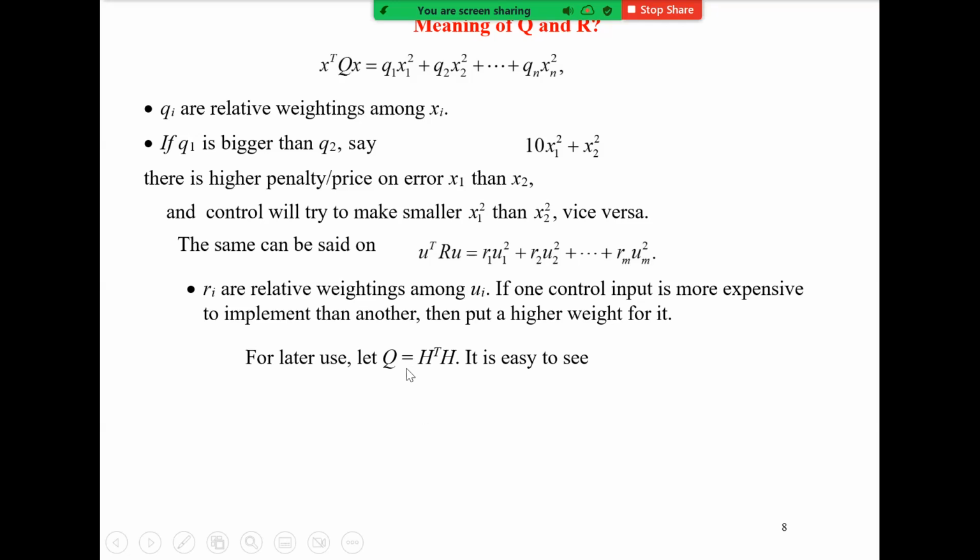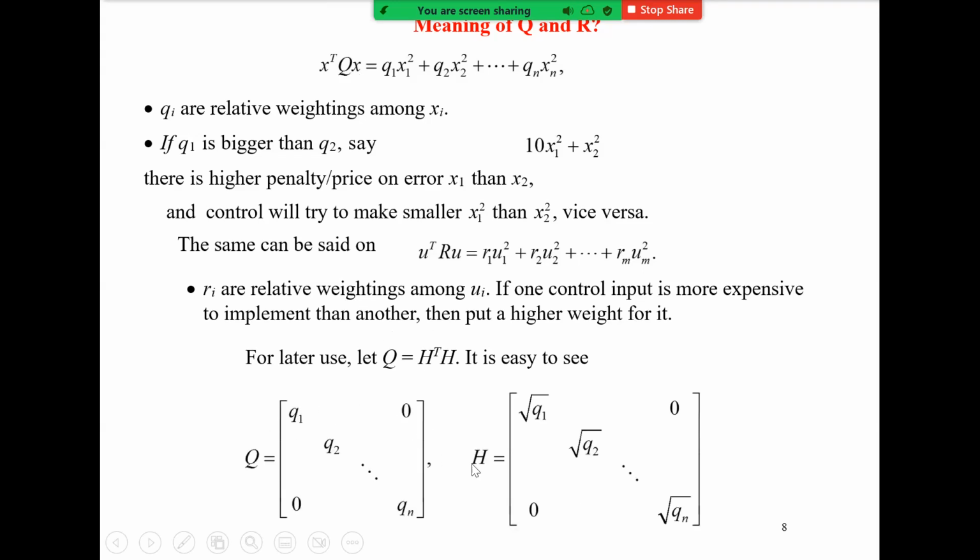Later, we may want to express Q in this way. It is easy to see that if Q is a diagonal matrix, this H is just the square root of Q. So you just take the square root of all the diagonal values and you get H. You may ask why we want to do that. We want to do this just in order to prove the stability later. This is just for your information at this moment: we want to express Q as the square of a matrix.